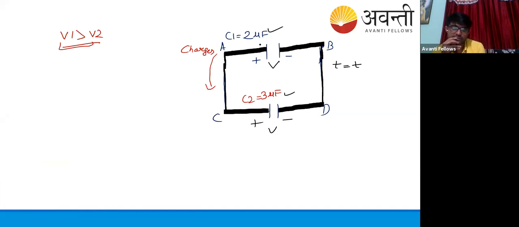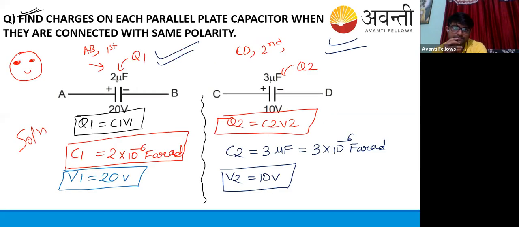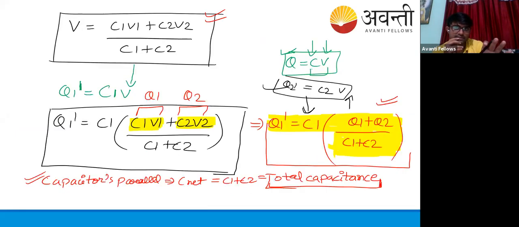So there will appear some charges: Q1 dash positive here, Q1 dash negative here, Q2 dash positive here, Q2 dash negative here. So we need to find this Q1 dash and Q2 dash. Simply apply the formula. What was the formula? We need not derive it again and again in exams. That's why we use theory articles.